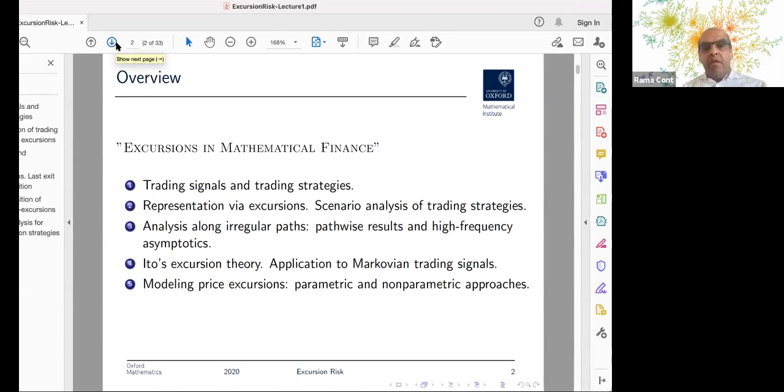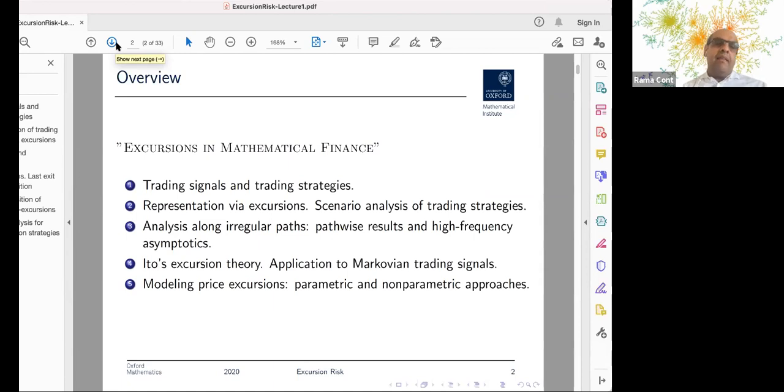Then in the second part of the lectures, we will make probabilistic assumptions on prices and trading signals. More specifically, if we assume they're given by Markov processes, then we will show that Ito's excursion theory, a powerful theory developed by Ito in the 70s, can be used to derive many interesting tools for analyzing these trading strategies in terms of excursions of some underlying Markov process.